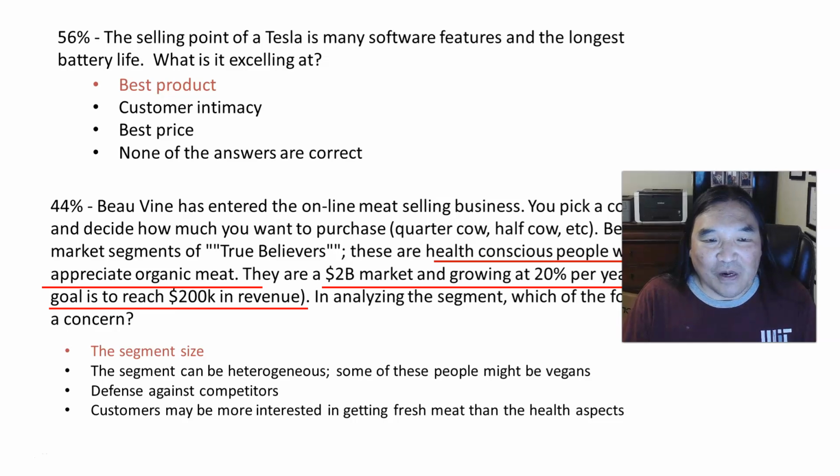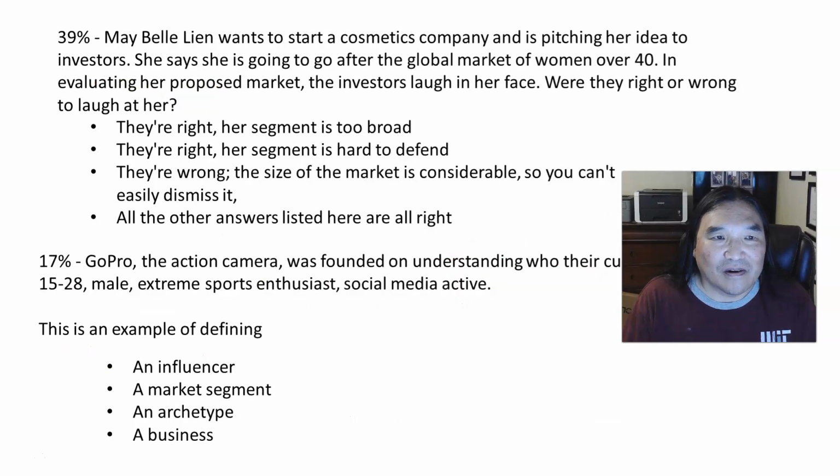And so answers that could be right or could be wrong are probably not going to be the right answer, because you need a definitive answer. Maybelline wants to start a cosmetics company and is pitching her idea to investors. She says she is going after the global market of women over 40. In evaluating her proposed market, the investors laugh in her face. Were they right or wrong to laugh at her?